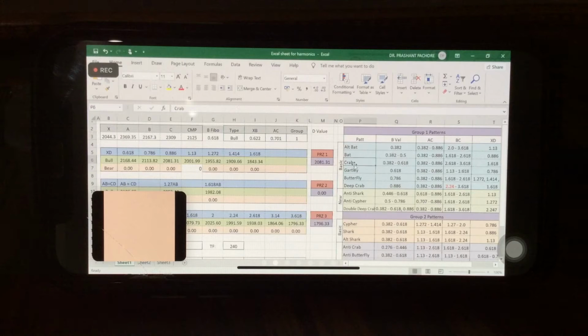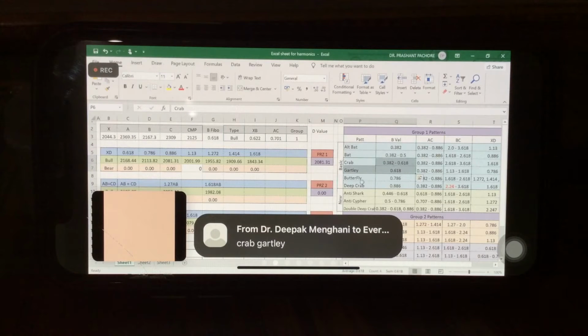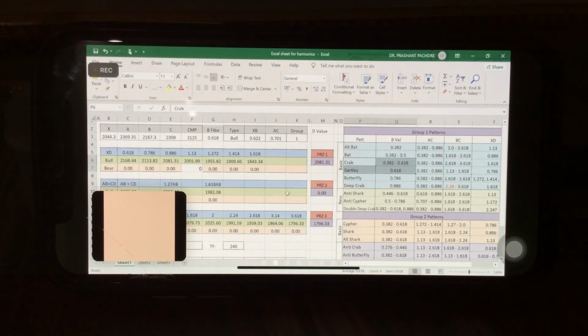So which are the patterns where B is 0.618? One is I have got this crab, 0.38 to 0.618. Or second is I have got gartley. So it can be either crab or gartley, right? So what's the next step? I have narrowed it down to crab and gartley. Next is 1.618 and 0.786, right? D point, XD.